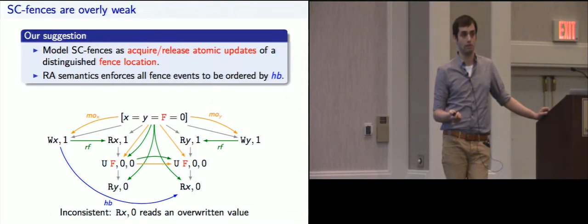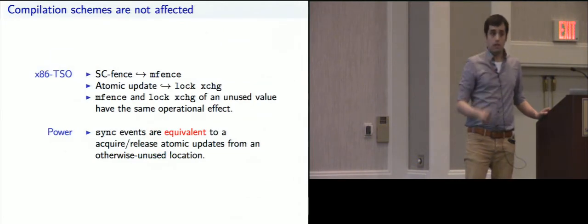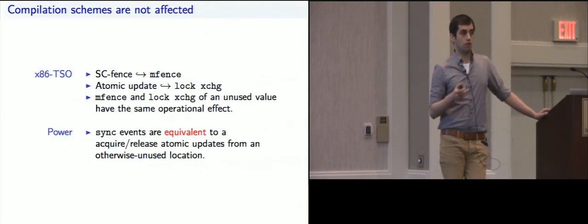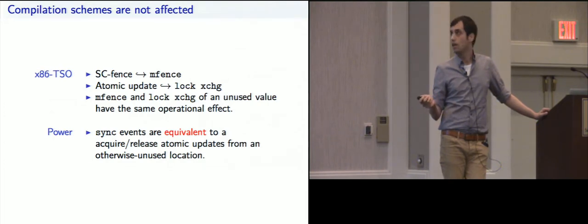So this execution is inconsistent, and this modeling of SC fences forbids this weak behavior. Now, while these are stronger fences, we don't suggest to compile them as RMWs, as atomic updates. We want to use the same compilation, and we prove that this is actually fine to do. Under TSO, it's relatively easy to see. SC fence is compiled to the TSO instruction MFence, and atomic update is compiled to lock exchange, but if I never use the value of this exchange, then MFence and lock exchange have exactly the same operational effect in the TSO machine. They wait for the buffer to be flushed, so these two things are equivalent.